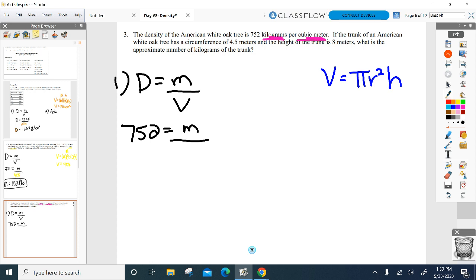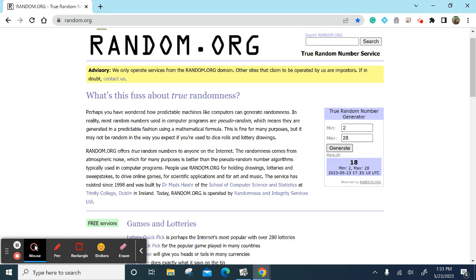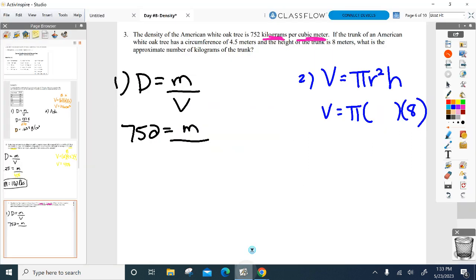I still run into another problem. I don't know the radius of this trunk. I only know the height is 8. But then it gives me what other fact? What else do I know about this trunk? The circumference. And I don't do this enough, but that's on your formula sheet too. If you ever blank on the circumference formula, it doesn't say circumference, it says circle. It gives you the area under one and circumference under the other. You're welcome. So you don't even have to remember that one.